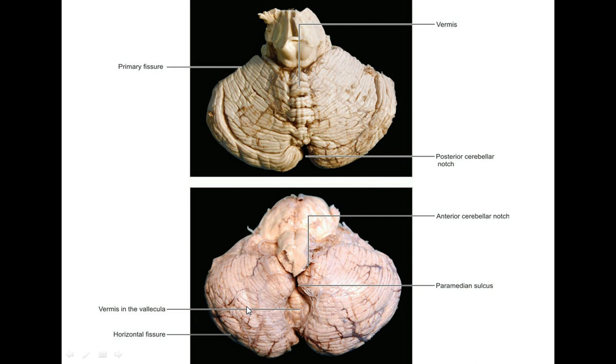The primary and posterolateral fissures divide the cerebellum into three lobes. This is the primary fissure, and on the inferior surface this one is the posterolateral. The part anterior to the primary fissure is the anterior lobe. This is the anterior lobe. The part between the primary and posterolateral fissures is the posterior lobe. So this is the posterior lobe.